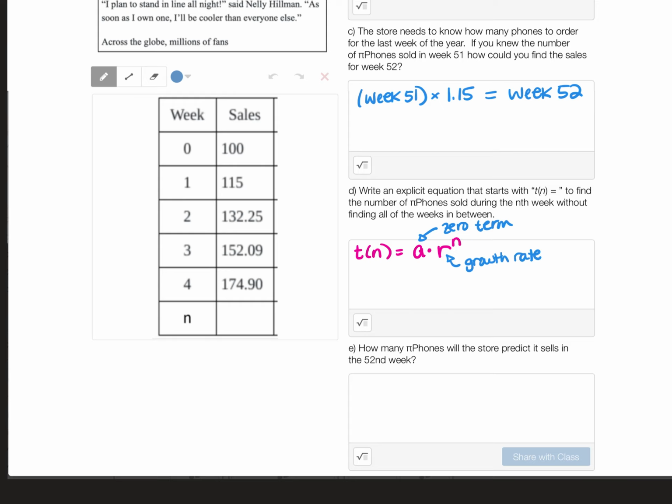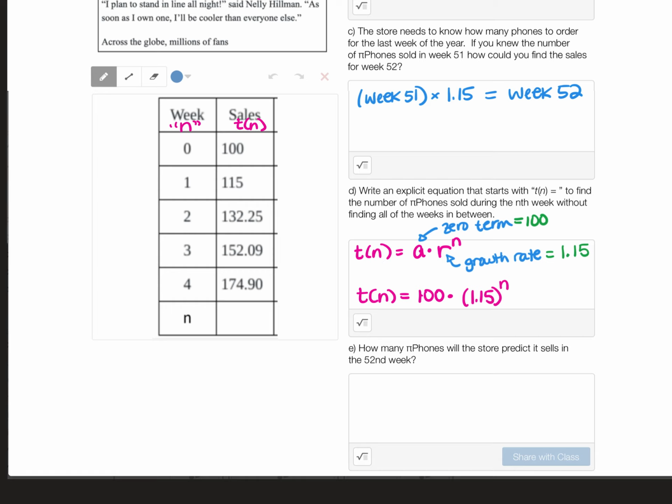Now, what we know in this problem is that the zero term is 100, and we know that the growth rate is 1.15. So I can write that equation, T of n equals a, which is 100, times my growth rate of 1.15 raised to the n power. Now, remember what n stands for. n stands for the week. The T of n is how many phones you will need.